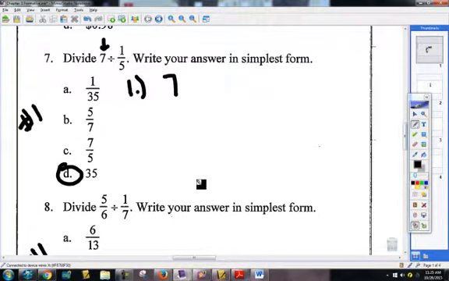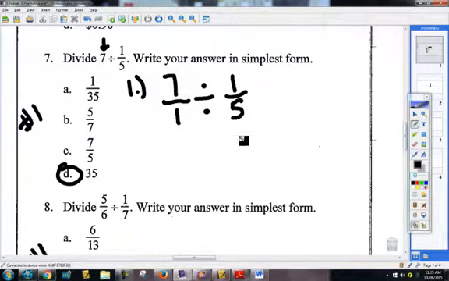And again, you write this down. If there's anything you're struggling with, please write it down, because otherwise you're not going to ever fix it. This is now a study guide for you. 7 over 1 divided by 1 over 5. That's step number 1. Step number 2 then would be doing the algorithm for division of fractions.